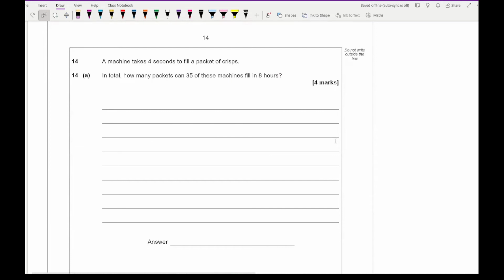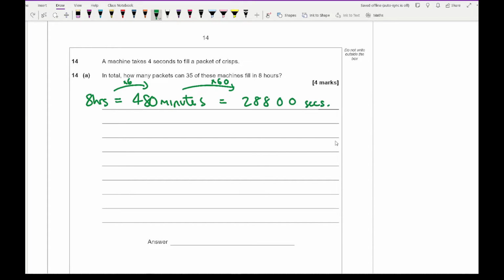Moving on to question 14, it says that a machine takes 4 seconds to fill a packet of crisps. In total, how many packets can 35 of these machines fill in 8 hours? So for this, what we need to do is look at 8 hours, and that equals 480 minutes. And so what we then do, we need to convert that into seconds. So we times that by 60 to get from minutes to seconds, and that gives us 28800. So that's in seconds. Then we divide that by 4, because it's 4 seconds, and we get an answer of 7,200.